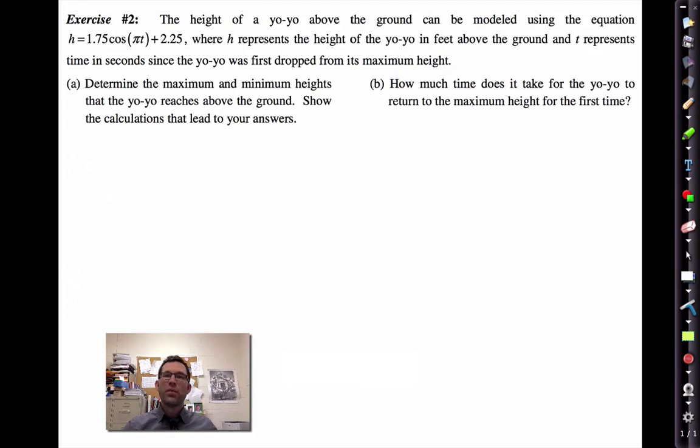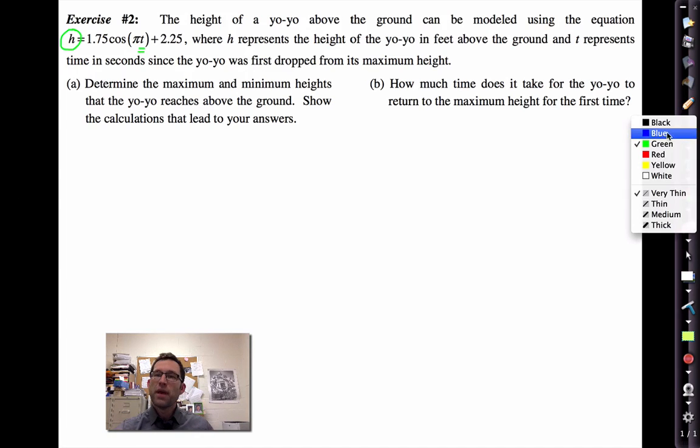The height of a yo-yo above the ground can be modeled using the equation h equals 1.75 cosine pi t plus 2.25, where h represents the height of the yo-yo in feet above the ground, and t represents the time in seconds since the yo-yo was first dropped from its maximum height. So here's my height, here's my time in seconds. Letter A. Determine the maximum and minimum heights that the yo-yo reaches above the ground. Show the calculations that lead to your answers.